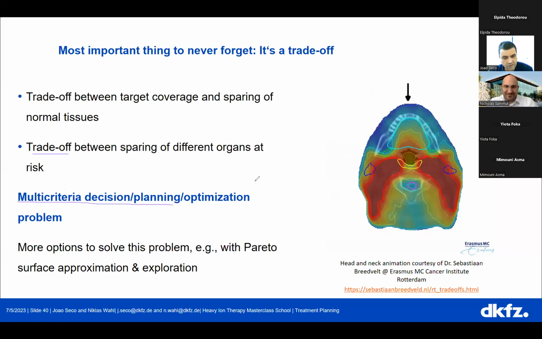And in this case, now you focus on the weights, right? So imagine you have T1, O1, and O2. You find the optimal solution by playing around with these weights, right? So you need a multi-criteria decision process that can find the optimal solution for all these possible weight combinations. And for that, you need to use a Pareto surface search, right?